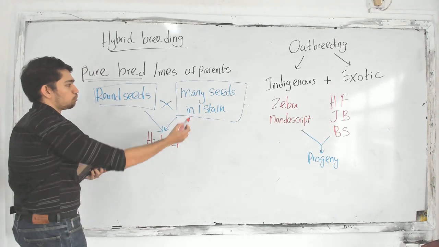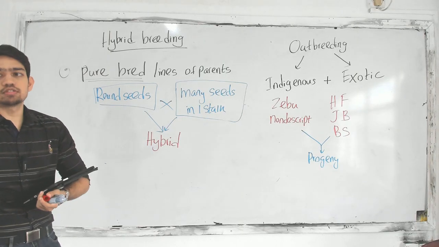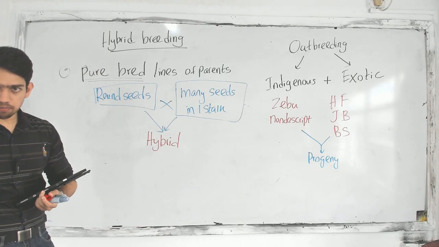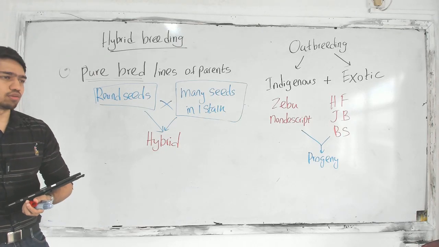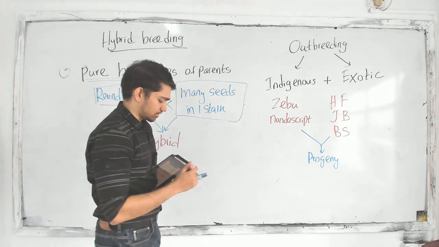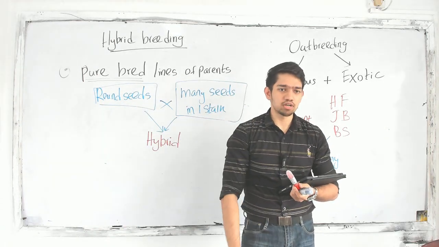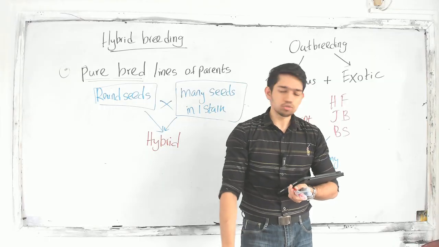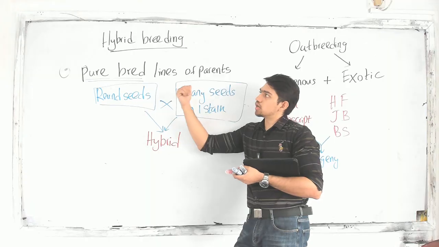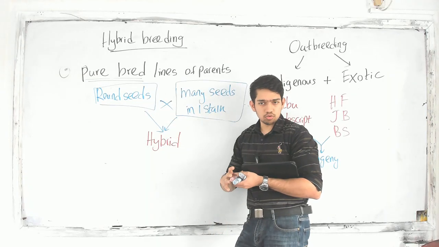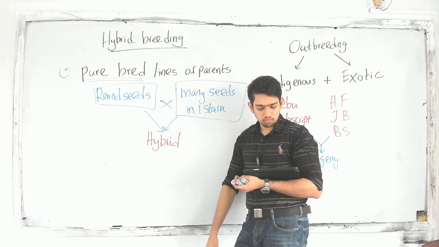This hybrid will have both in one. They have round seeds and they have many seeds in one stalk. Have you heard these farmers talking about hybrid? Not in our areas, but in agricultural areas, they have TV advertisements also, hybrid seeds advertisements, because they have more favorable qualities than normal plants because they are hybrid breed. They are bred in this way, right?